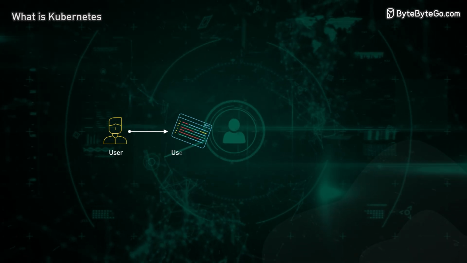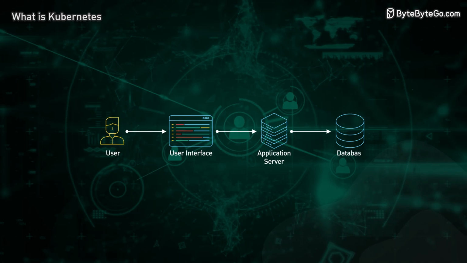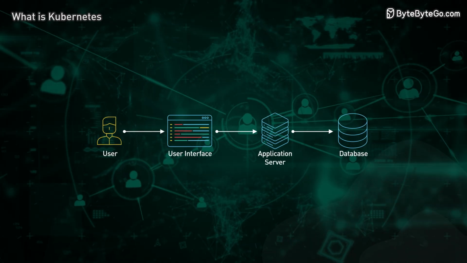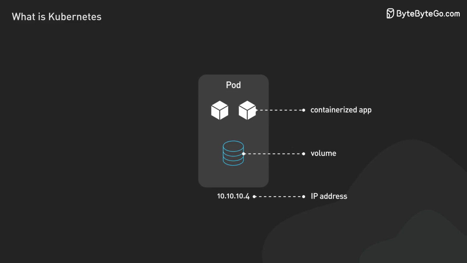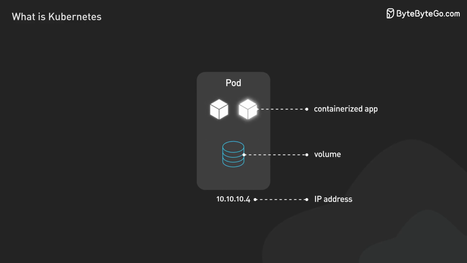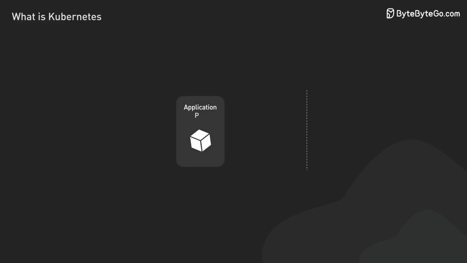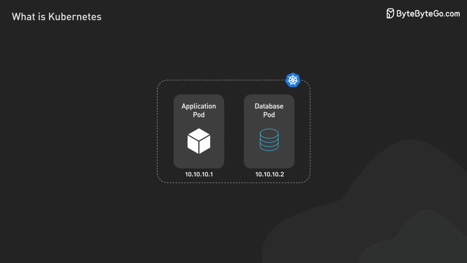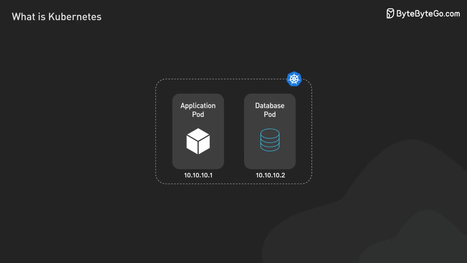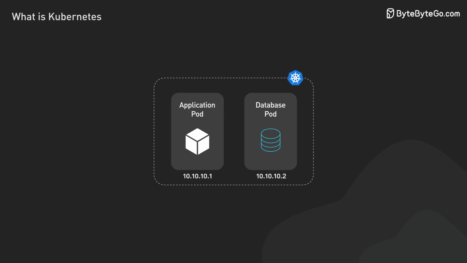Now let's visualize how these components work together using a practical example of a web application that uses a database. At the heart of Kubernetes' resource model is the pod. A pod is the smallest deployable unit in Kubernetes. It's an abstraction layer on top of one or more containers that logically belong together. In a web application scenario, we would have an application pod hosting the web server and a database pod managing the database. Pods in Kubernetes are ephemeral.